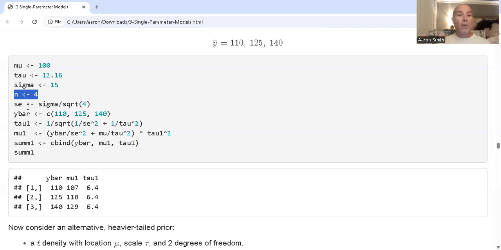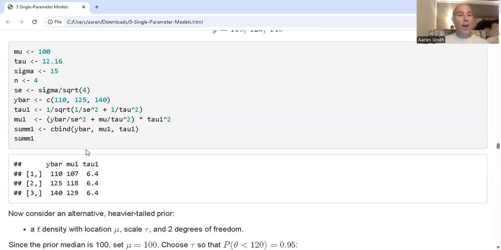So then standard error, standard formula. Y bar, we're setting up a vector of observed averages, and each of these is supposed to be the average of 4 different tests. Joe really likes taking tests, I guess. And then, all right, so I've got an updated tau, and a weighted average for mu. And so now let's take a look at the results.